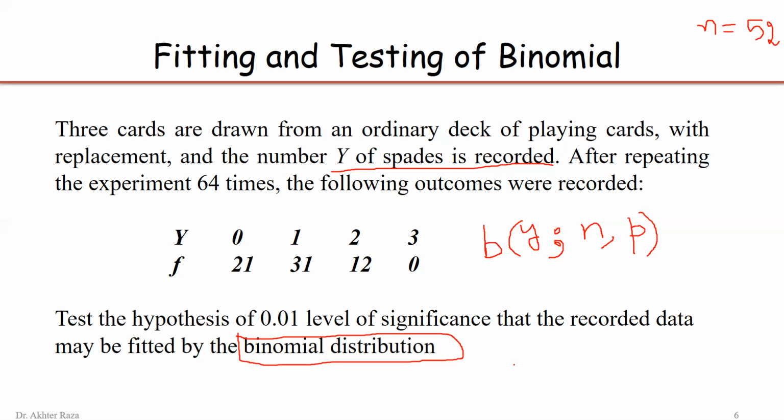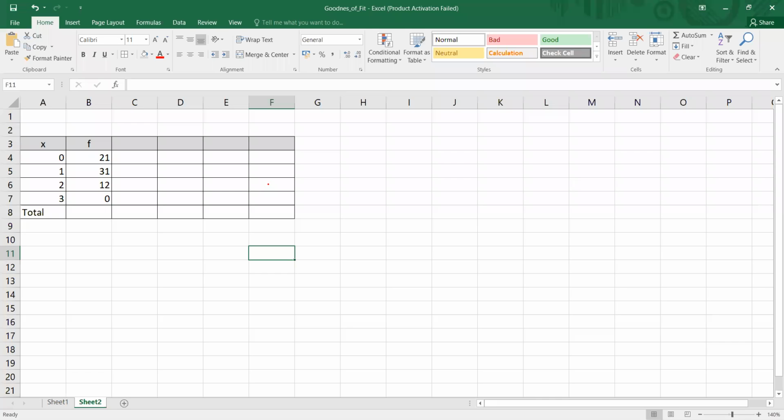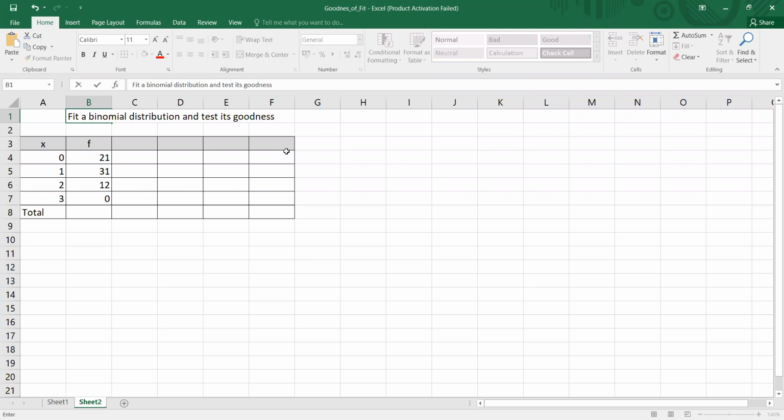The degree of freedom in this problem will be n minus k minus 1, and k will be 1 if we are estimating P by using the observed distribution. So I am completing these calculations in Microsoft Excel. We have a distribution, and this distribution is to be fitted with a binomial distribution and tested for its goodness of fit. This is the problem.